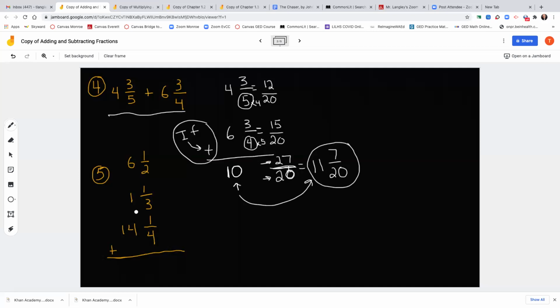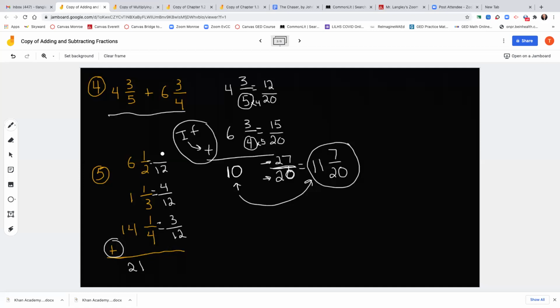Okay, I'm going to do this next one faster for the sake of time. Because of this, I'm going to add my whole numbers. 14 and 6 is 20 plus 1 is 21. I'm going to look at all of my denominators here. It's going to get a little bit tight for space here. 3, 4, and 2. And I know, because I know my times tables, all of them go into 12. That's the lowest number they all go into. And 4 times 3 is 12, so 3 times 1 is 3. 3 times 4 is 12, so 4 times 1 is 4.